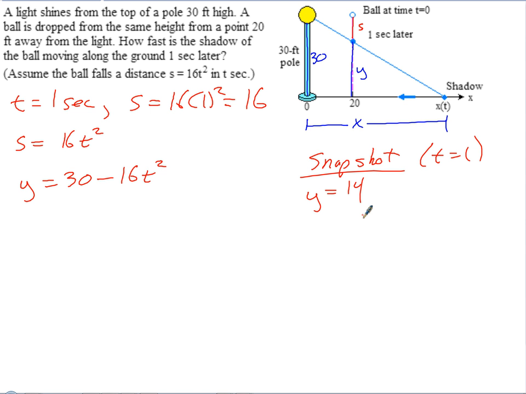So there's one snapshot value, y equals 14. We could actually calculate another one though. Yeah, we probably could.